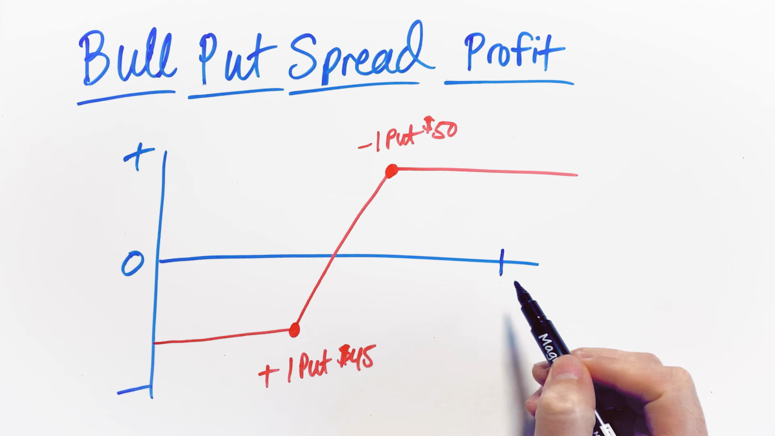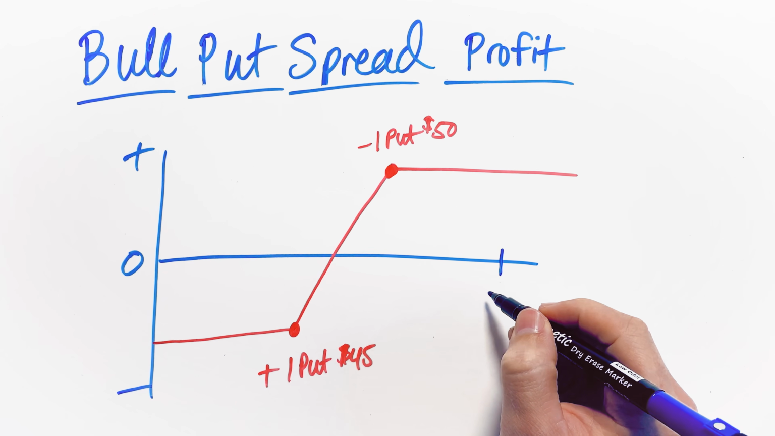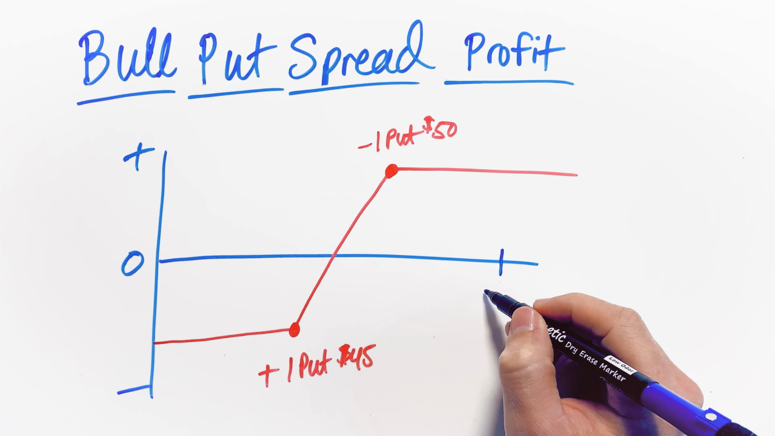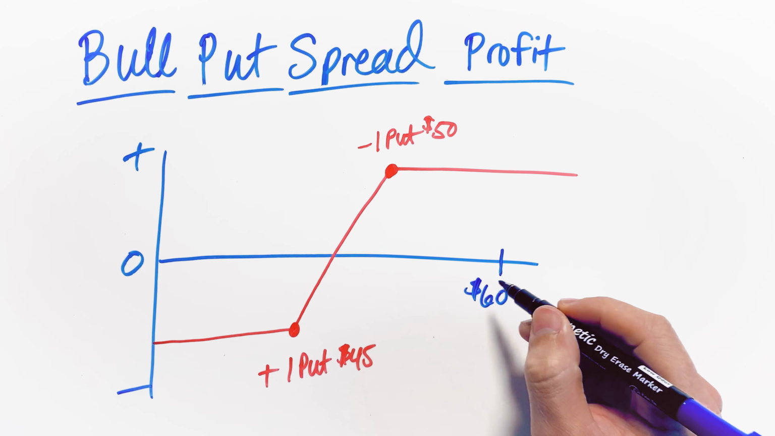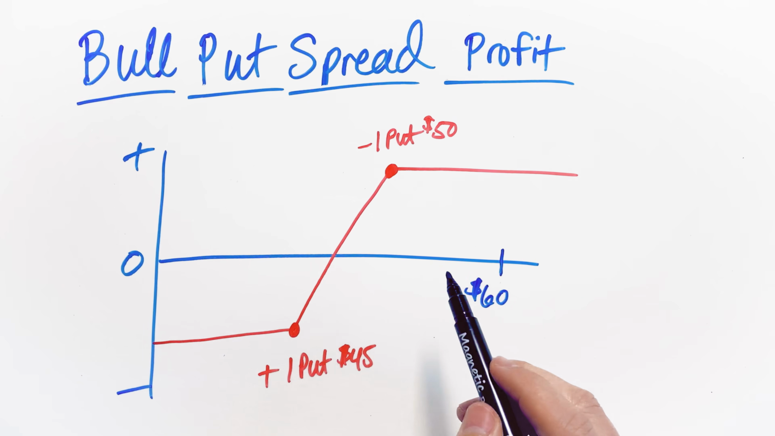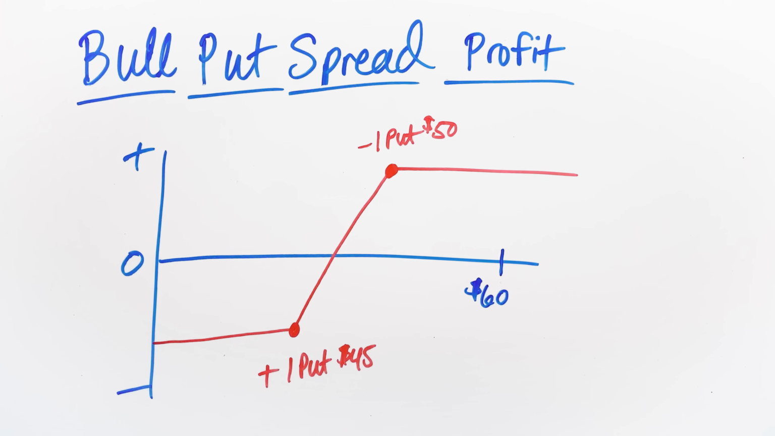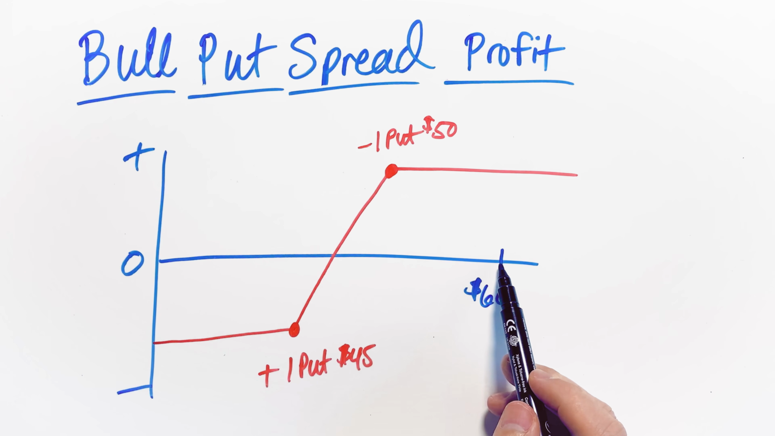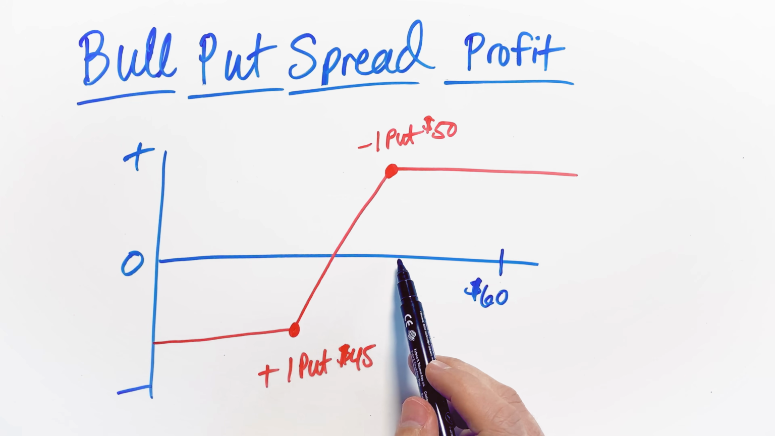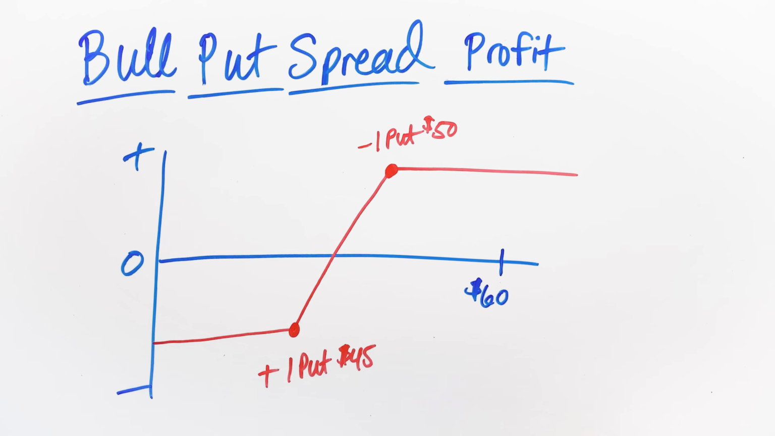So let's assume that we trade this position and the stock at the time of entry is at $60 per share. That's where the stock is here, and we sell a bull put spread slightly out of the money. Again, we're trying to take advantage of the stock staying exactly where it is, going lower but not below our break-evens, or potentially going anywhere higher. That's why they call it a bull put spread.